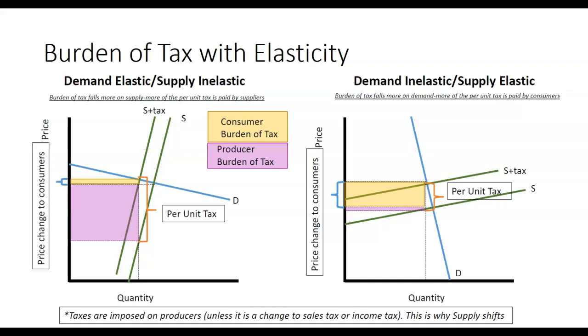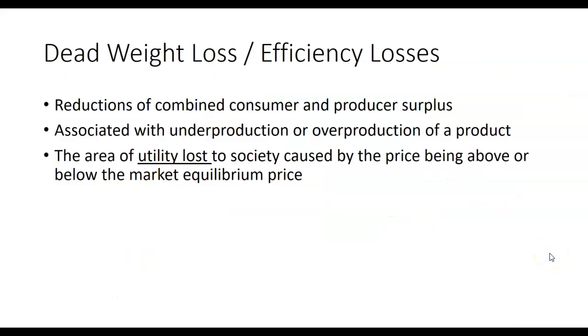So again, this is where we can see we're combining an old topic, burden of tax, with a relatively newer topic, elasticity. All right, last topic for today, deadweight loss, DWL. It's another area we're going to find on the graph. Deadweight loss is the reduction of combined consumer and producer surpluses. It's associated with an underproduction the vast majority of the time. Later, we're going to talk about a thing called negative externalities.